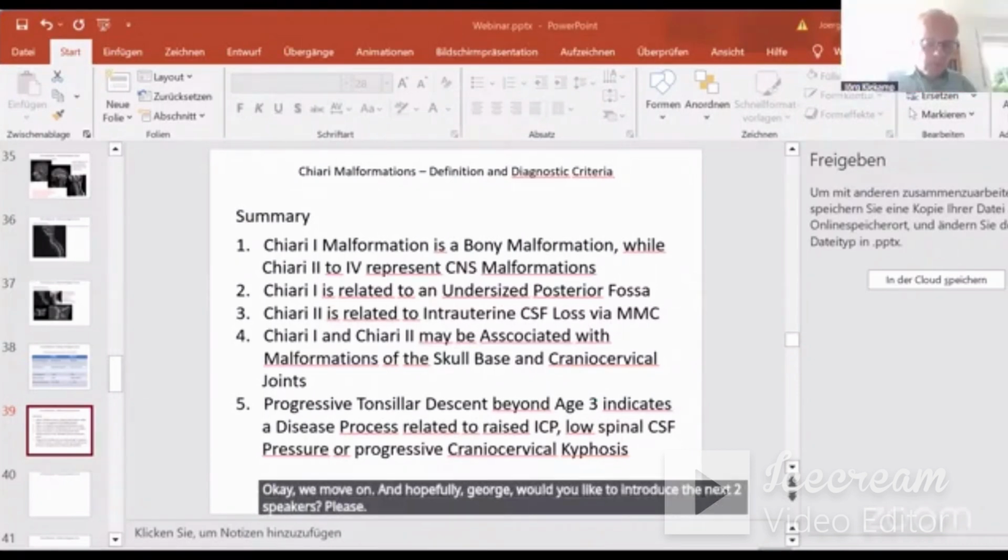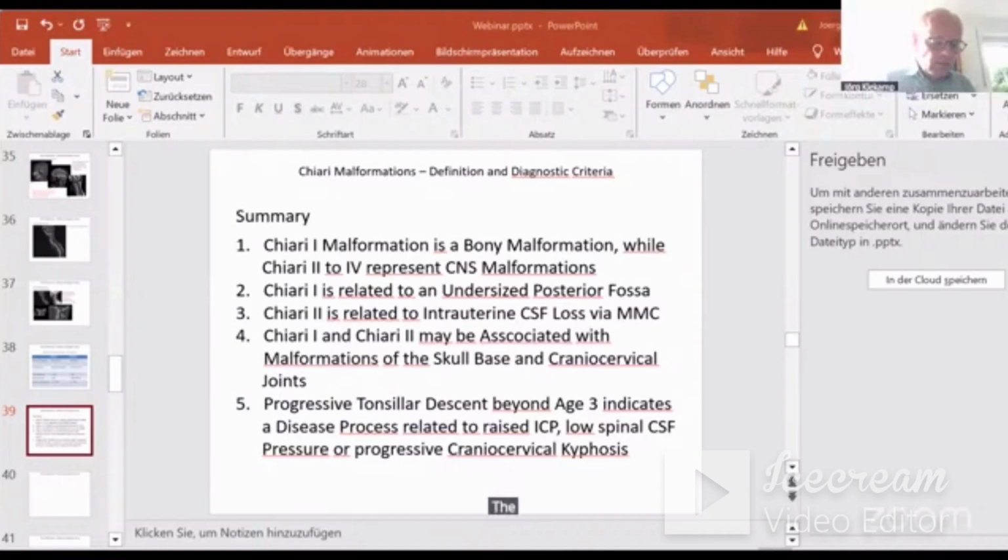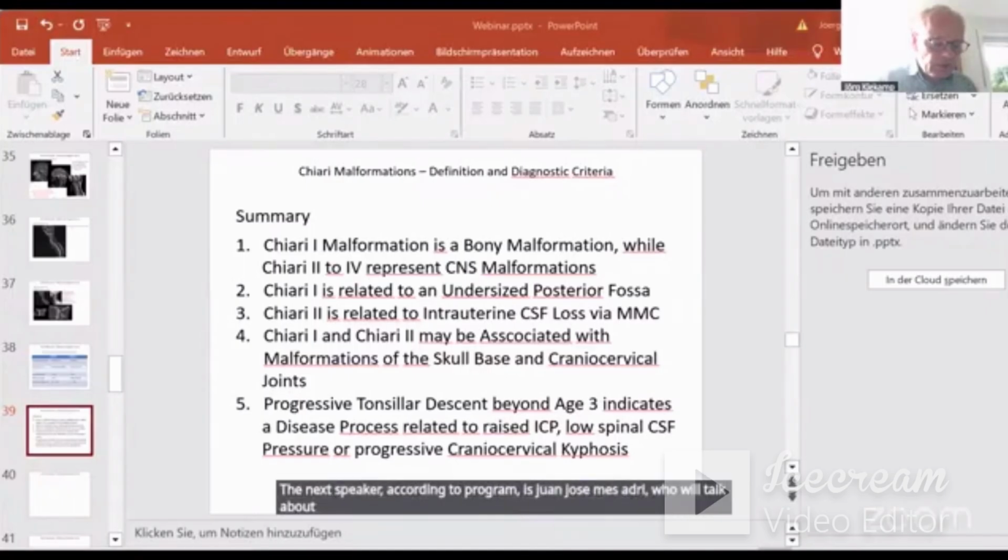The next speaker, according to program, is Juan José Mesadri, who will talk about indications for surgical interventions in Chiari malformations.